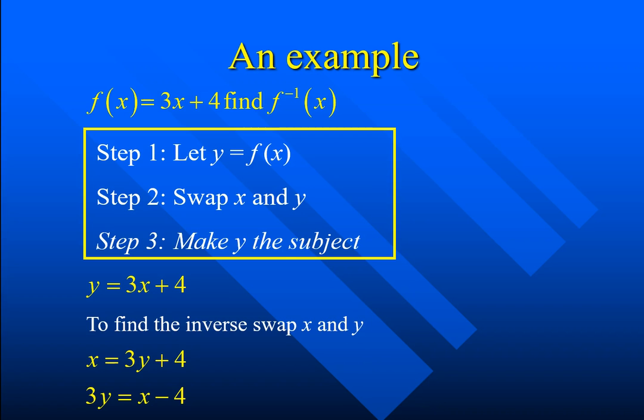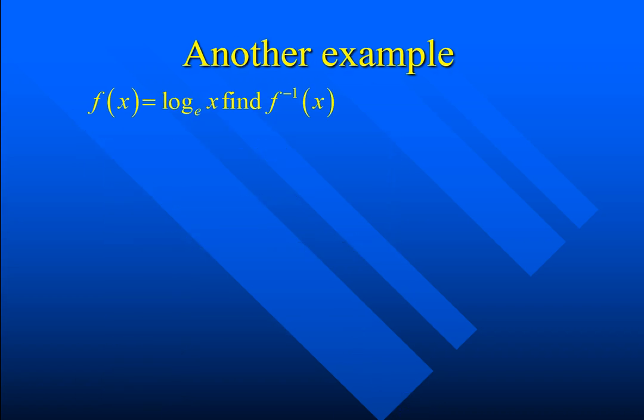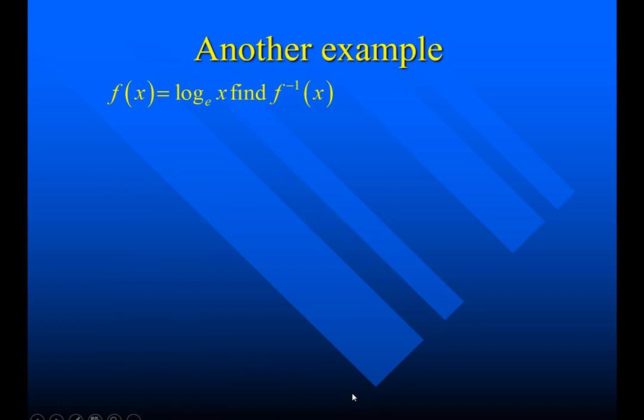Now we've got to make y the subject. And you can almost see there that we've got y is equal to x minus 4 all over 3. That over 3 has been cut off for you. So then we replace the y with our inverse function notation, and it's x minus 4 on 3. Let's have a look at another example.